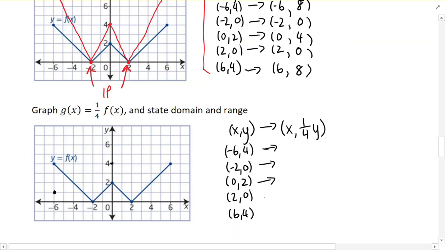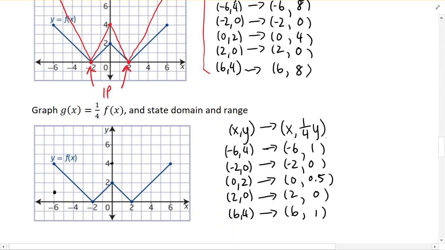Oops, drawing these arrows properly. Again, x values have not changed, so I'm just going to write it as it is here. And then we have the y values. So that's 1, 0, half, 0, 1. Here are the points. So if we plot that in, I'm going to write this in red, we have that 1 point here. And the last one is at 6, 1. Connect the dots and you will see this.